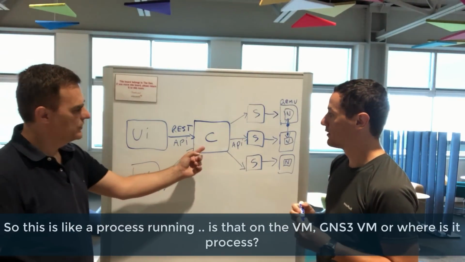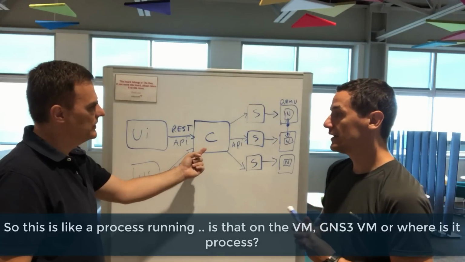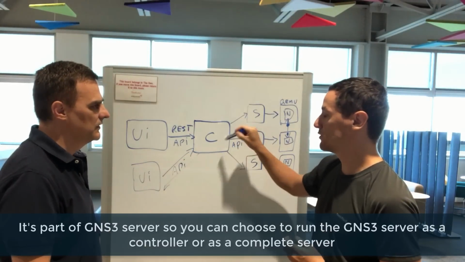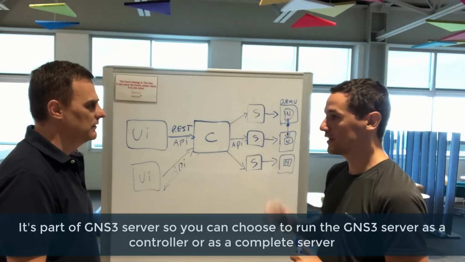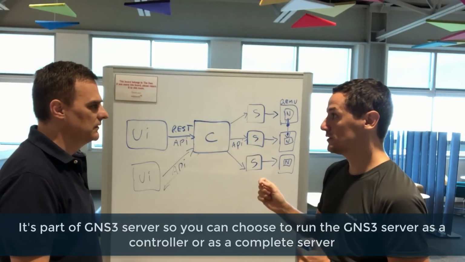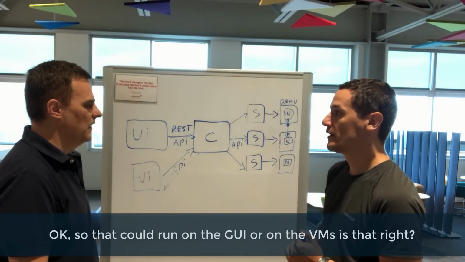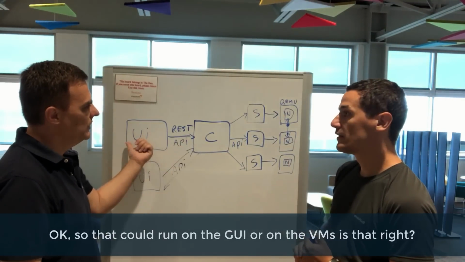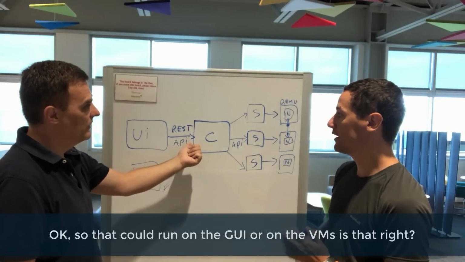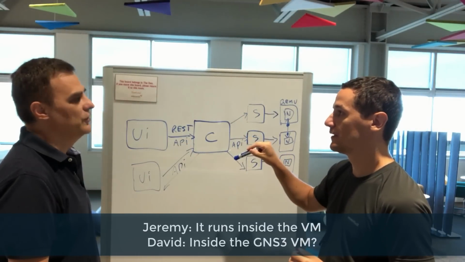So is this a process running on the GNS3 VM, or where is this process? It's part of the GNS3 server. You can choose to run the GNS3 server as a controller or as a compute server. So that could run on the GUI or on the VM, is that right? It runs inside the VM. Oh, inside the GNS3 VM.